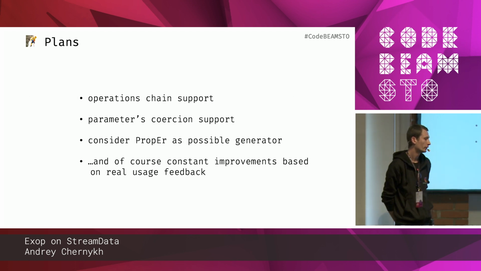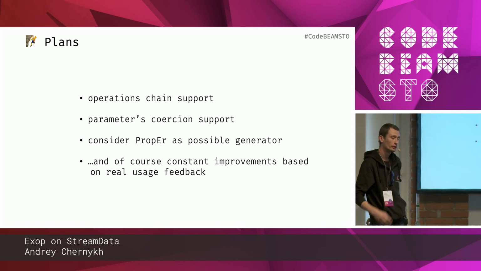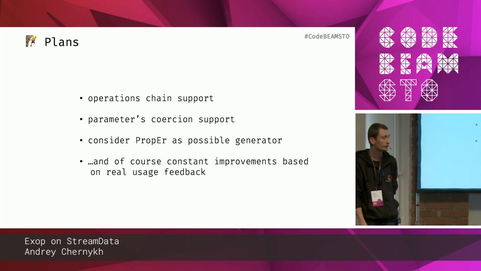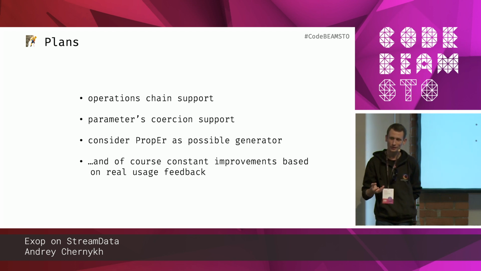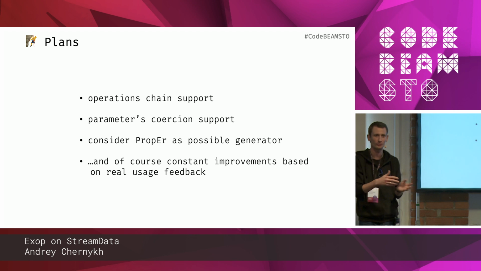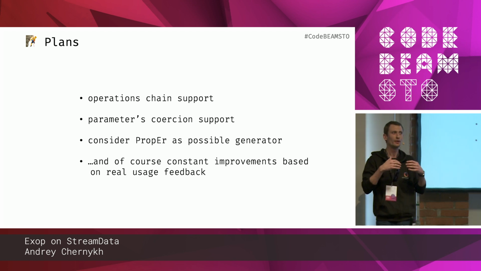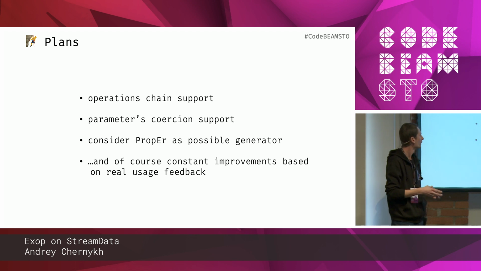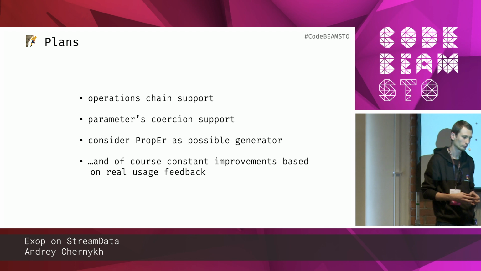At the end of my talk, I'd like to share a roadmap of ideas in which I want to invest time over the next months, the next half a year, for example. Operations chain support: when you declare operations, it's an Exop feature, you combine operations in some chain, so I want to add this support. Parameters coercion support. Maybe consider PropEr as a possible data generator, or maybe combine them, or allow you to choose which generator to use, StreamData, PropEr, etc. Because all we need is just to create our generators for Exop types by conforming to this behavior. And of course, constant improvements based on feedback.